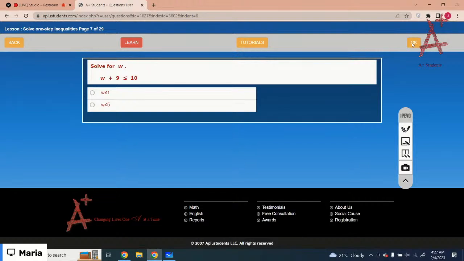Okay, the next one is w plus 9 is less than or equal to 10. So you have to isolate the variable w. So subtract 9 from both sides. So what is the value of w? It is 10 minus 9. So 10 minus 9 is 1. Got it? So it would be w is less than or equal to 1. Option number 1 is the correct option, isn't it?